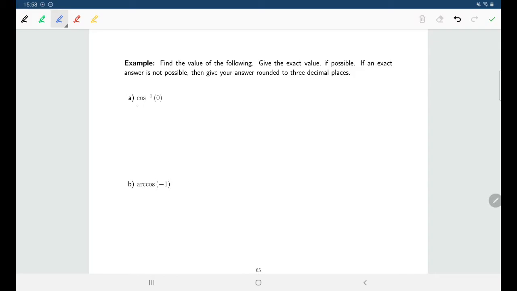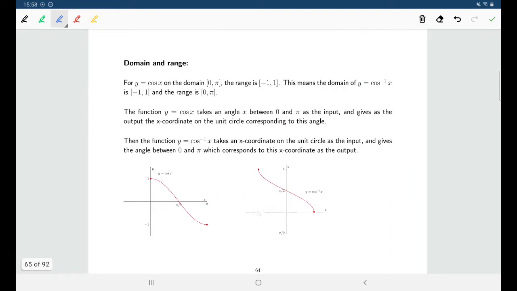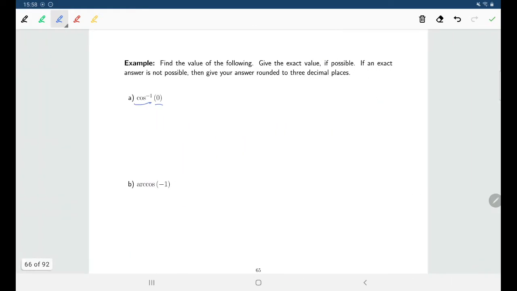Which angle gives us a value for cosine where the output would be 0? Or in other words, what is the angle where cosine of the angle is 0? If you're going back to your previous graph, you know that cosine of pi over 2 is 0. That means cos inverse of 0 should be pi over 2.